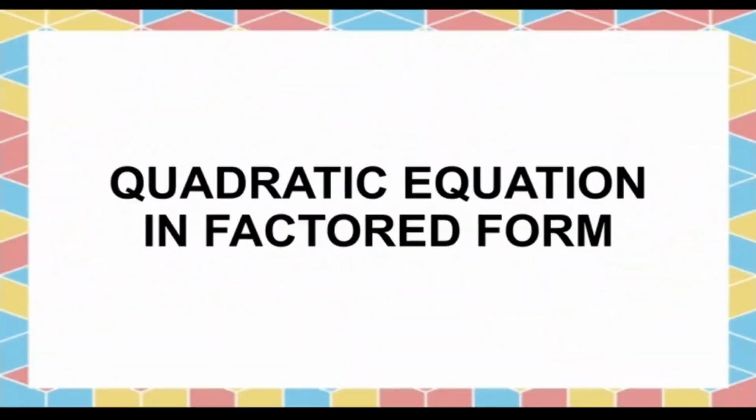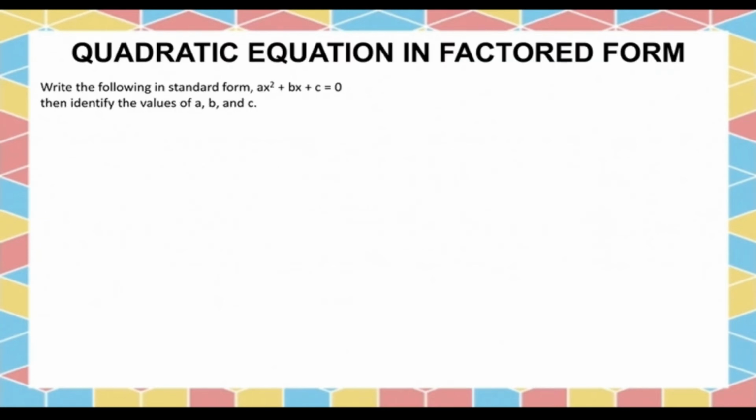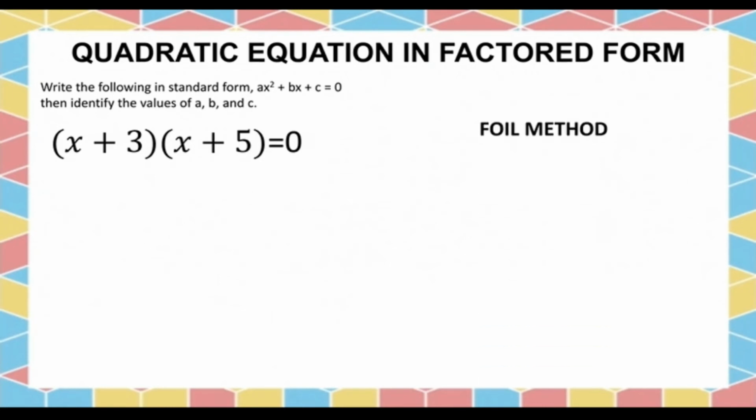There are some quadratic equations not written in standard form. It can be a quadratic equation in factored form. Let's say we're going to write the following equation in standard form: ax squared plus bx plus c is equal to 0. Then we're going to identify the values of a, b, and c. Suppose the equation is the quantity of x plus 3 times the quantity of x plus 5 is equal to 0. In order for us to expand this, we're going to apply FOIL method.